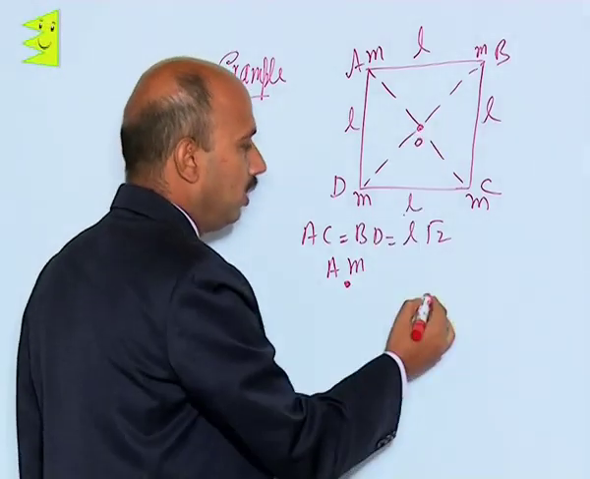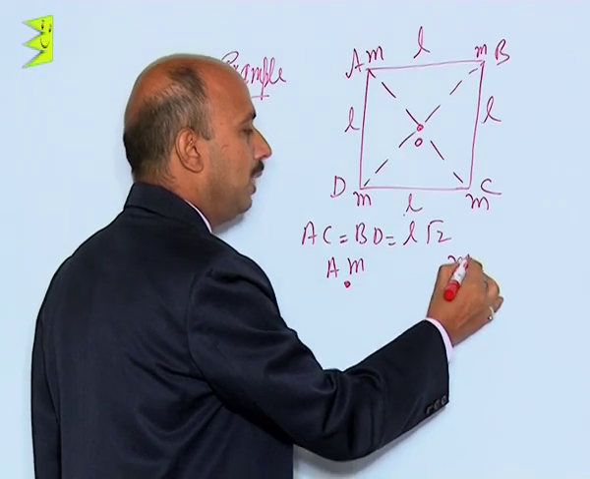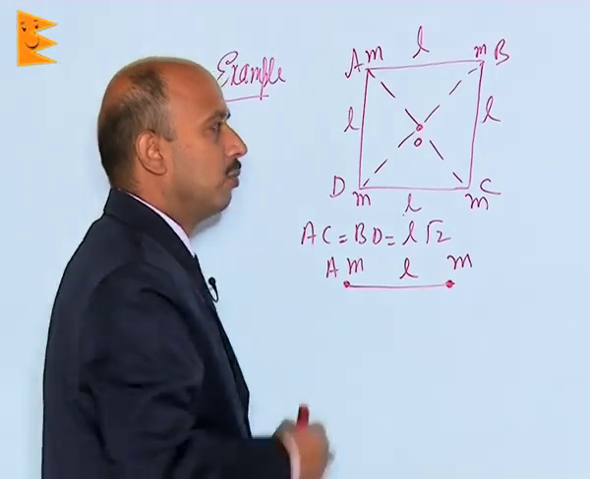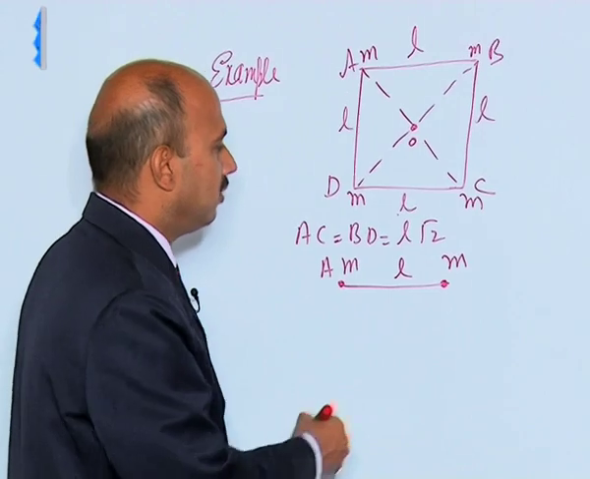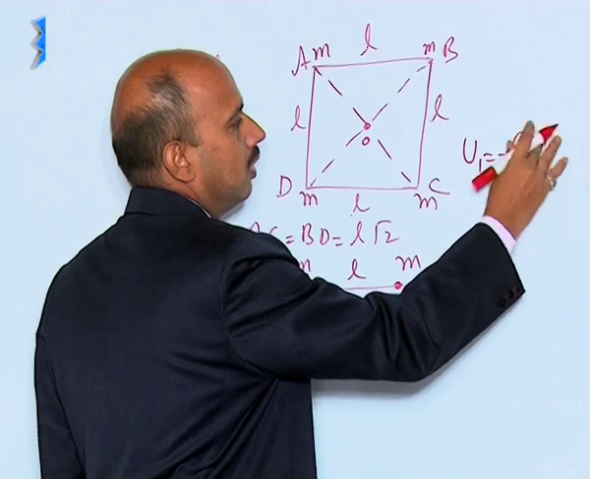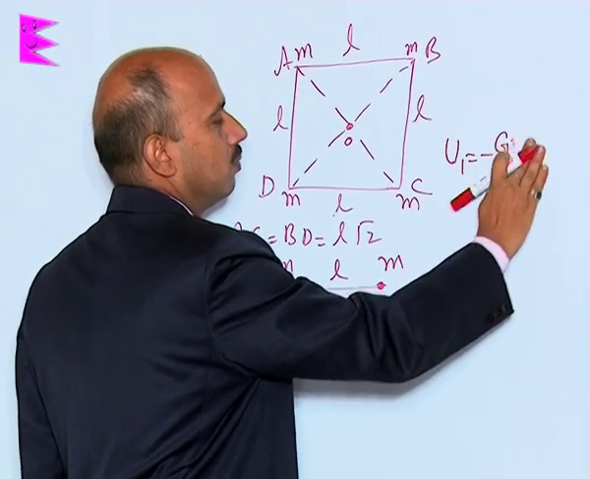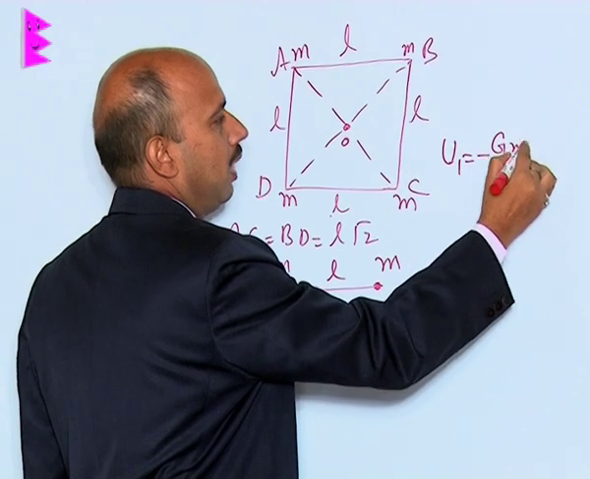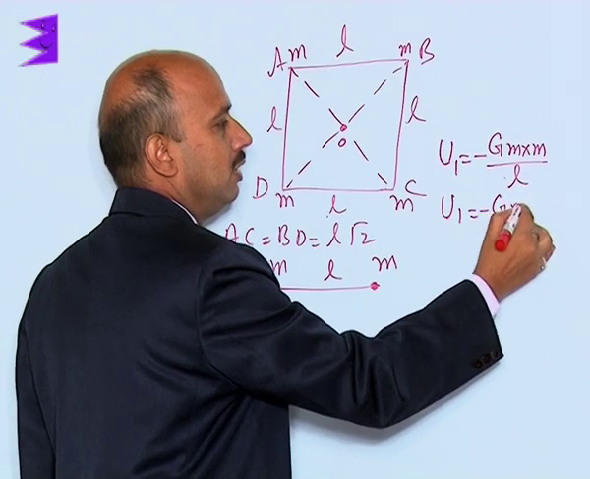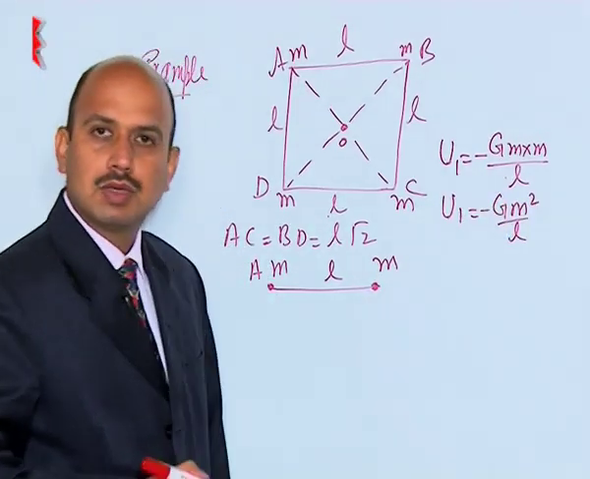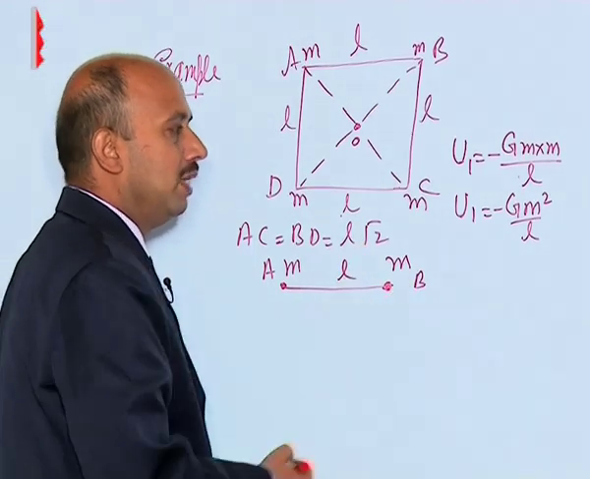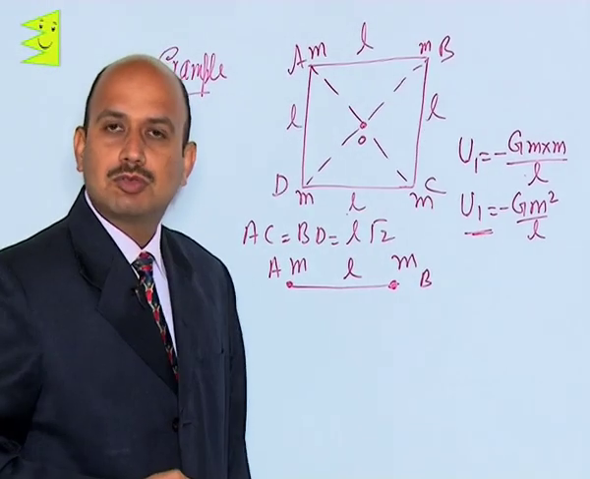But when you bring the body of mass m to the point B, and this distance is L, this body has gravitational potential energy, which can be written as U1 is equal to minus G m into m divided by L. So, U1 is equal to minus Gm square by L. So, when the body of mass m is brought to the point B, the potential energy is minus Gm square by L.